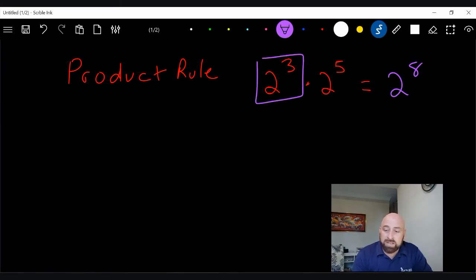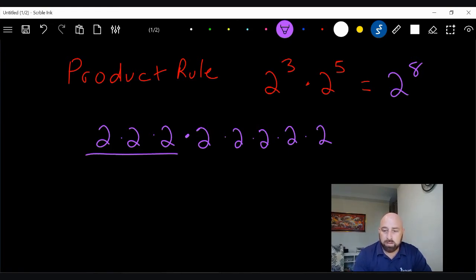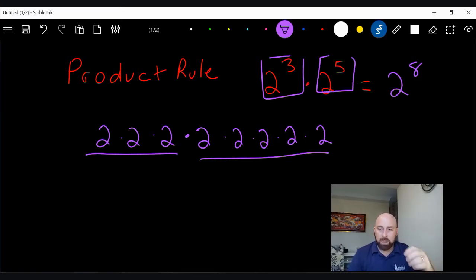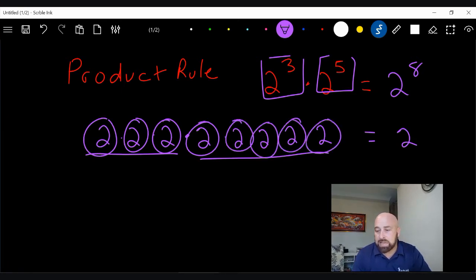Well, what does this mean? Here's what this means. 2 times 2 times 2. That's what 2 to the 3rd means. And then if we take times, what does this mean? Well, that means 2 times 2 times 2 times 2 times 2. So we have 3, that's the first one, and then we have 5, that's the second one. Okay? And so now look what we have. We have 2, that's our base, 1, 2, 3, 4, 5, 6, 7, 8 times.